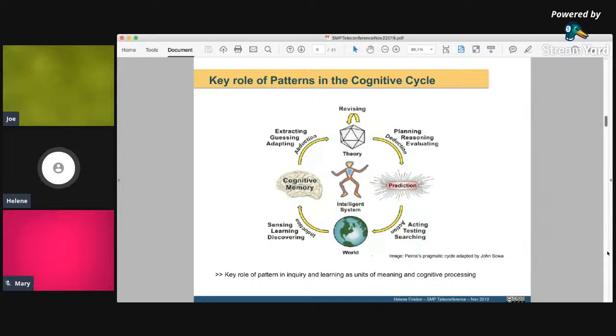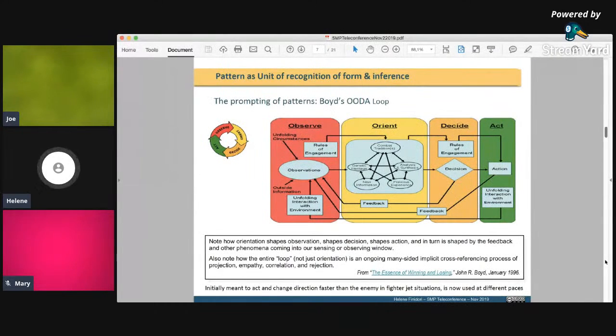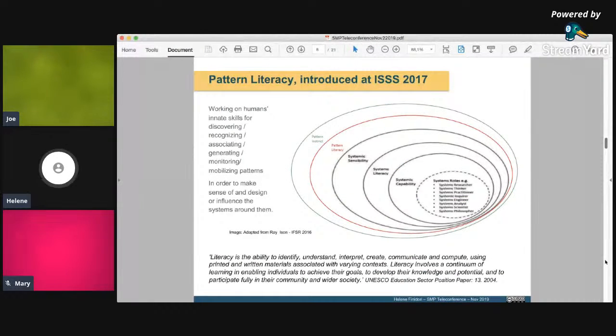This has been illustrated by SOA, the role of patterns in the cognitive cycle. All these activities of patterns as units of meaning and cognitive processing that are key in inquiry and learning. And another way of illustrating that is Boyd's OODA loop, where patterns are at play in the orientation phase, and lots of different types of patterns come into play to actually motivate the decision or trigger a decision and an action. I pass quickly on that.